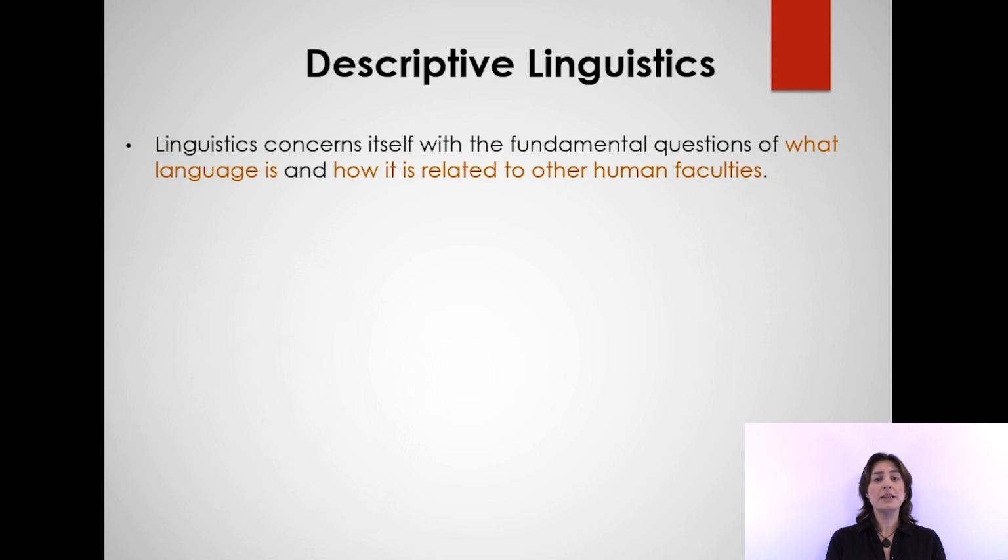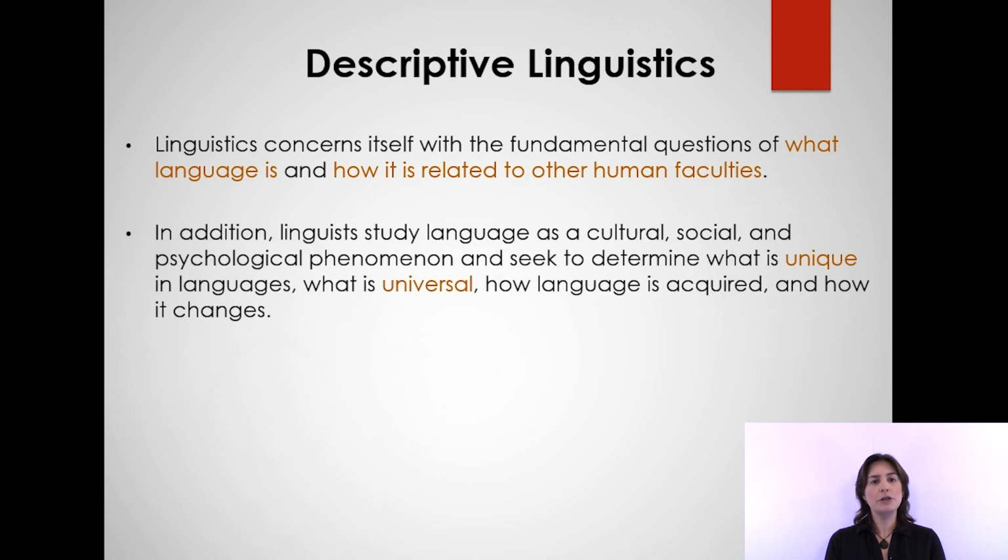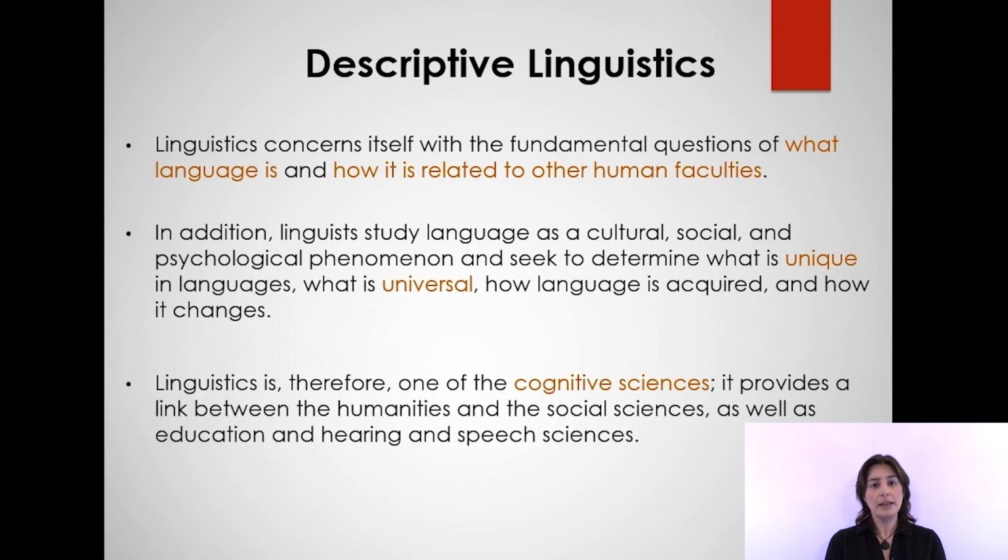In sum, linguistics concerns itself with the fundamental questions of what language is and how it is related to other human faculties. In addition to examining the anatomy of this fascinating human ability, linguists also study language as a cultural, social, and psychological phenomenon, and seek to determine, for example, what is unique in languages, what is universal, how language is acquired and used, and how it changes. Linguistics is, therefore, one of the cognitive sciences. It provides a link between the humanities and the social sciences, as well as education and hearing and speech sciences.